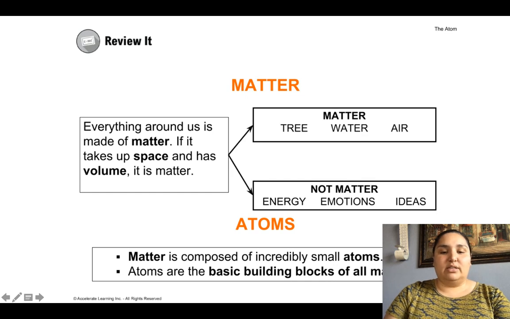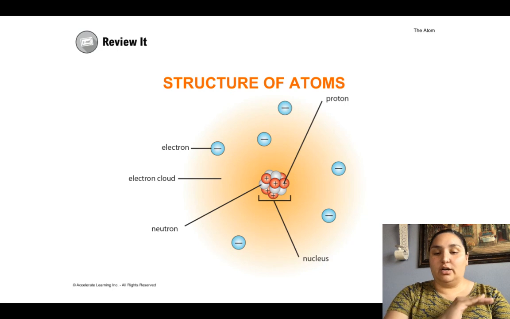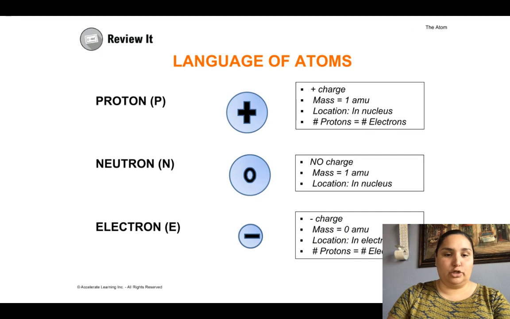Matter is composed of incredibly small atoms. Atoms are the basic building blocks of all matter. So here, once again, it breaks down the structure of atoms. If you notice, this one doesn't have the energy levels because it's just demonstrating the electron cloud. We have the nucleus, which is made up of protons and neutrons. And then the electrons are kind of just flying by in the electron cloud, and those are negatively charged. Protons are positively charged, and neutrons are neutral, no charge.